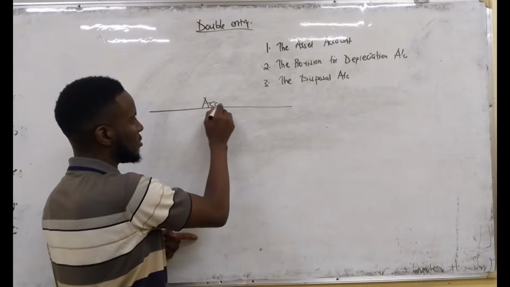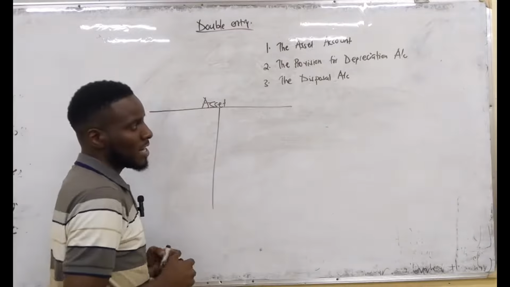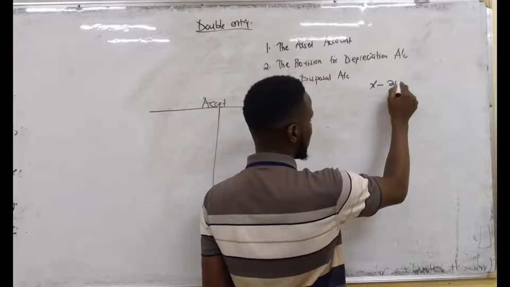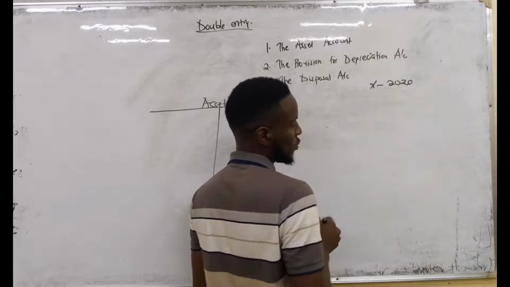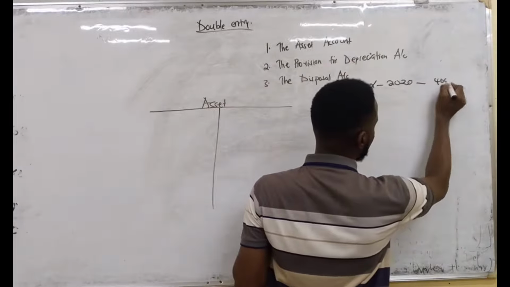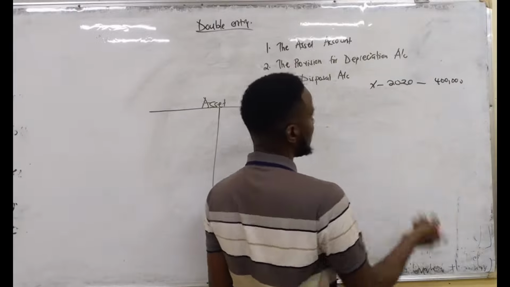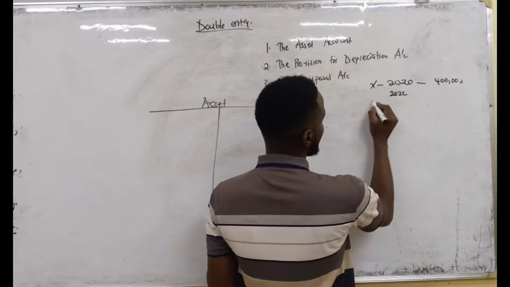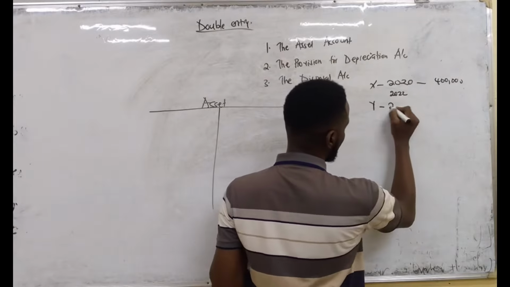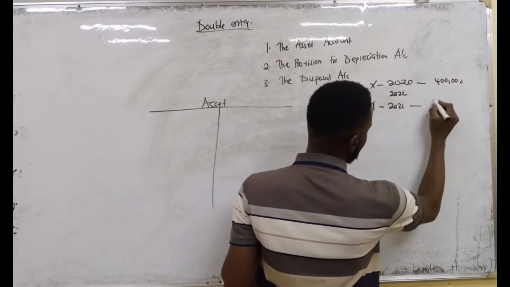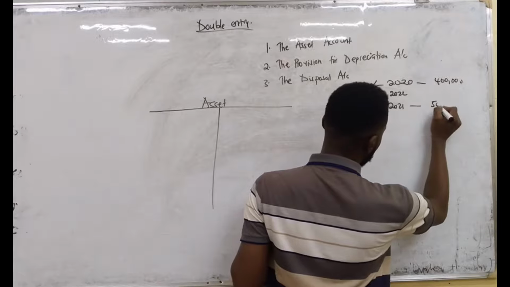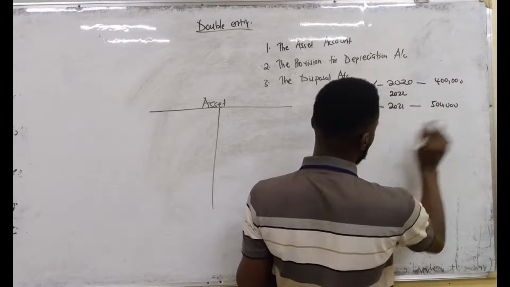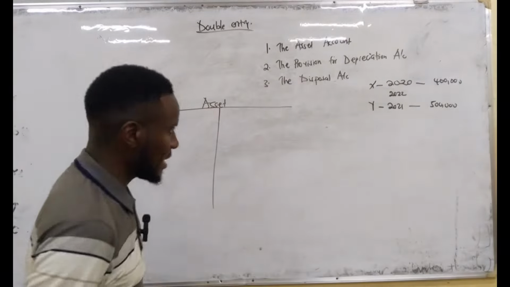I'm using the word asset because I assume it's general. Now, you could have an asset, maybe an asset X that you bought in 2020, let me assume 2020, and you bought at 400,000, and maybe you had to dispose of this asset in 2022. Okay, then also you have an asset Y that you bought in 2021, maybe at 500,000, let me assume. Let me just give an example of that.